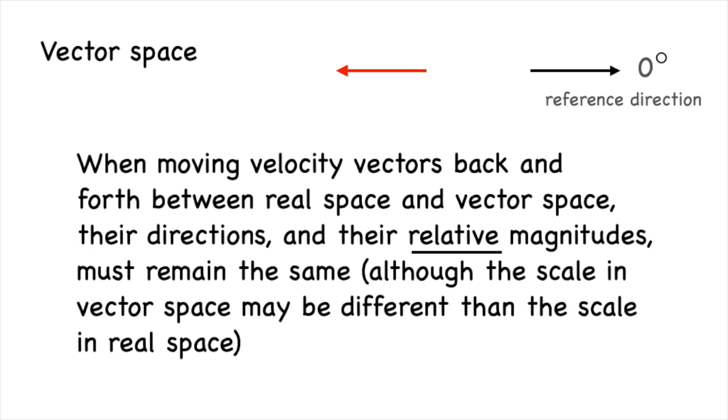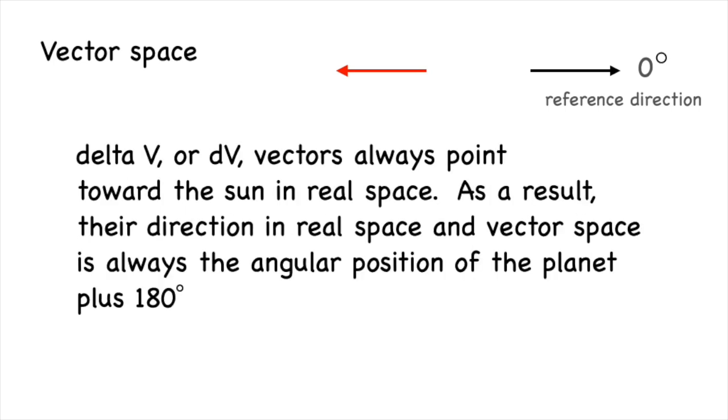When moving velocity vectors back and forth between real space and vector space, their directions and their relative magnitudes must remain the same, although the scale in vector space may be different than the scale in real space. Delta v, or dv vectors, always point toward the sun in real space. As a result, their direction in real space and vector space is always the angular position of the planet plus 180 degrees.